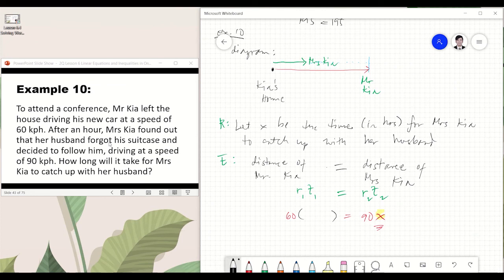yung time ngayon ni Mr. Kia, madadagdagan lang siya ng 1 kasi nauna na siya. Kaya merong plus 1 dito. So, kung ano man lang yung time ni Mrs. Kia, mag-a-add lang tayo ng 1 kasi nauna si Mr. Kia ng isang oras. And there you go. That's the equation.